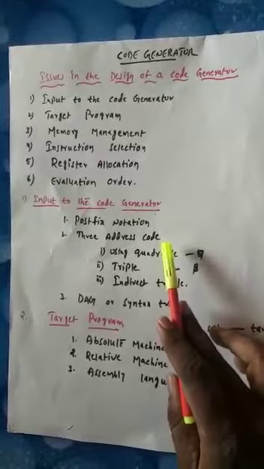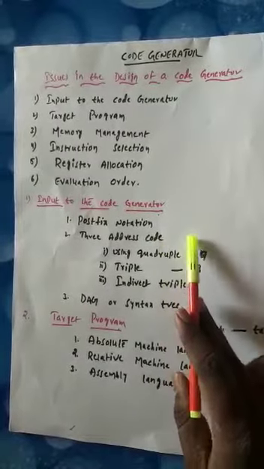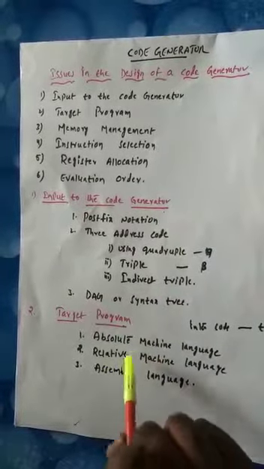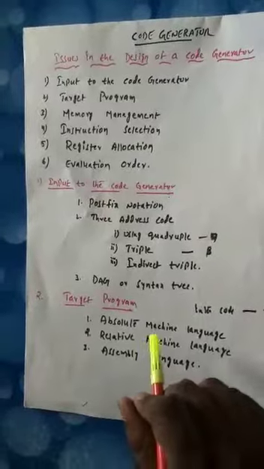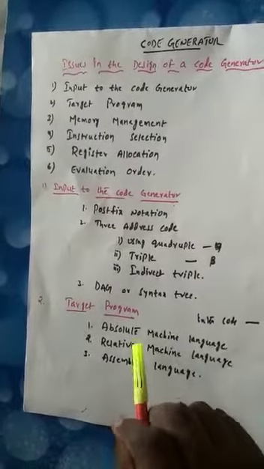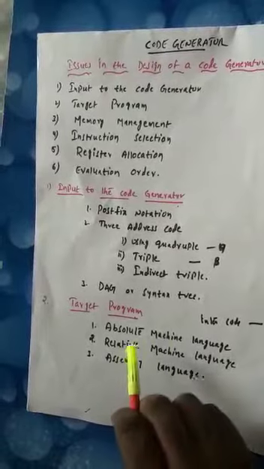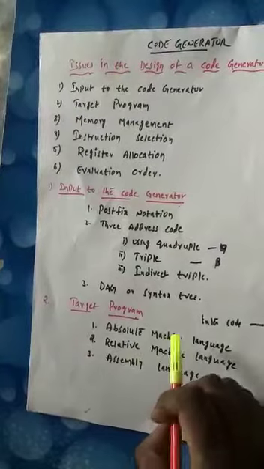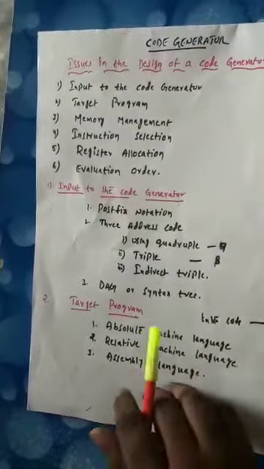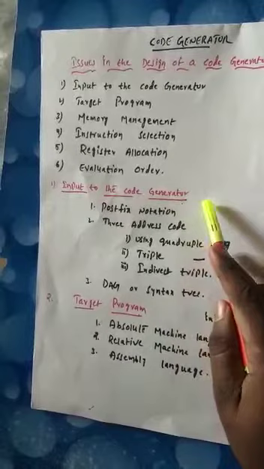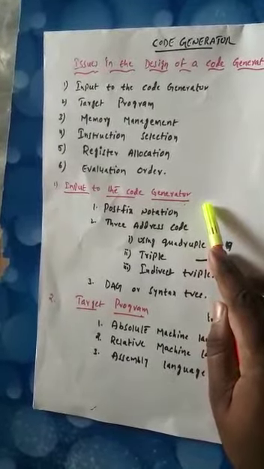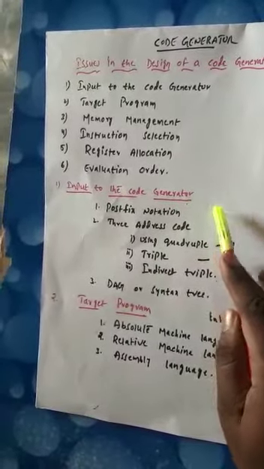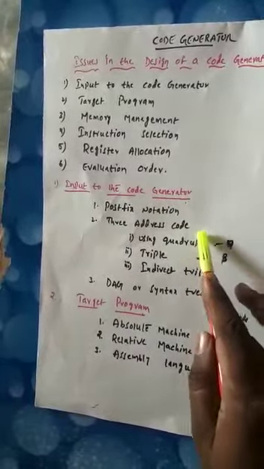Code generation is the last phase of the compilation process, and the code generator accepts input from the code optimizer or intermediate code generator. Nothing but intermediate code as input. The input of the code generator is intermediate code, and the intermediate code can be represented in several ways.